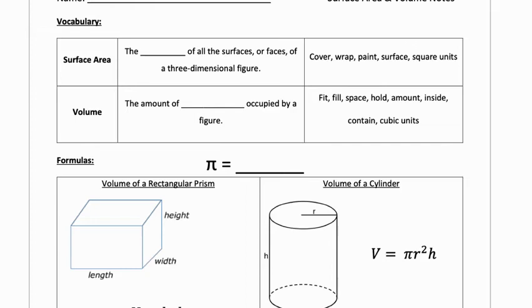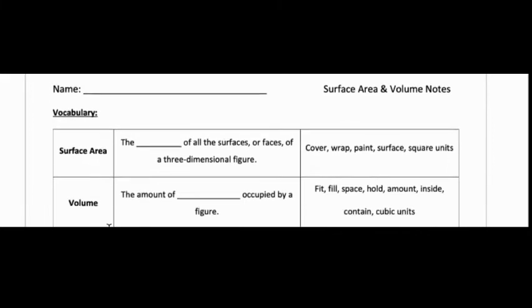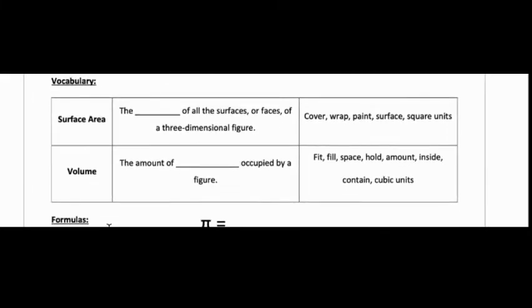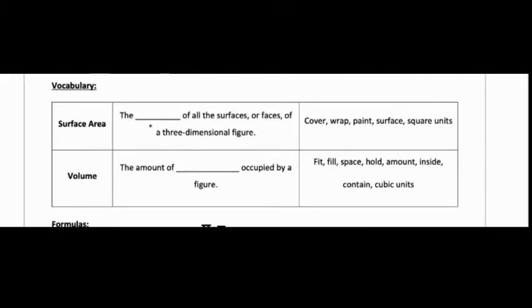This video is going to focus on volume and surface area and cylinders. So the first thing we need to start out with is just some basic vocabulary. The surface area of a shape is just the sum of all the surfaces of a three-dimensional figure.